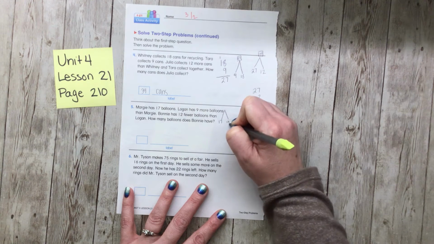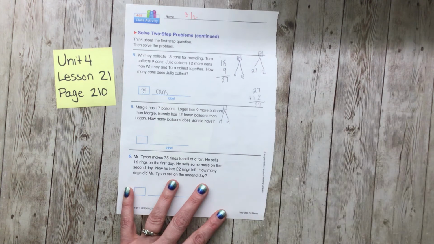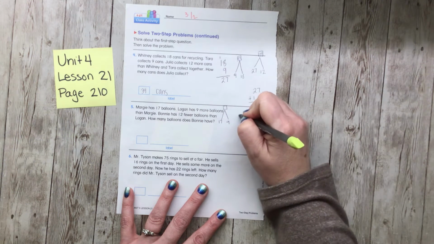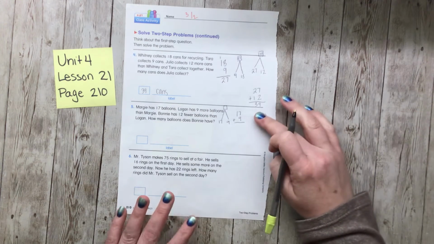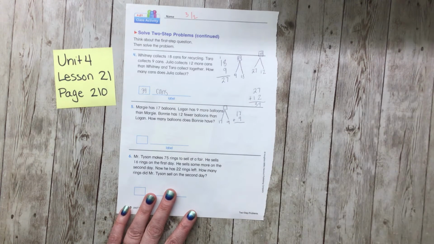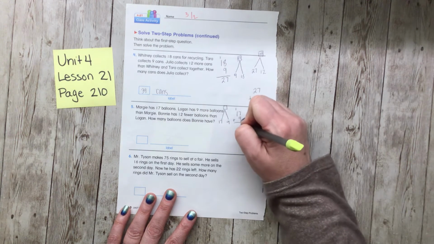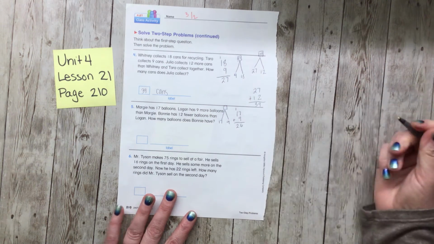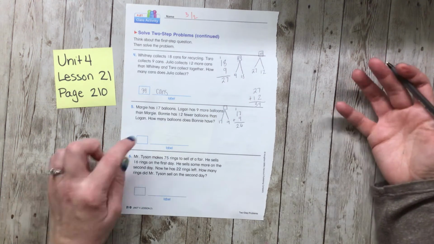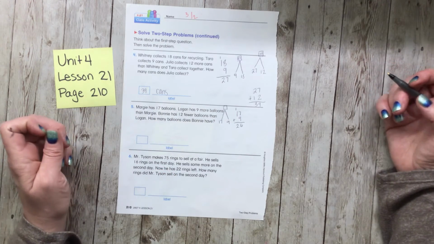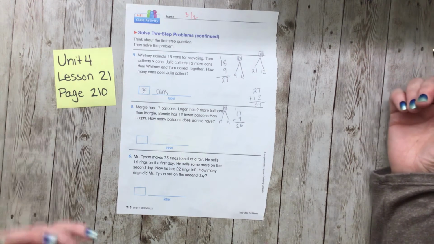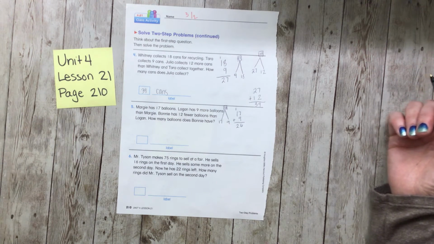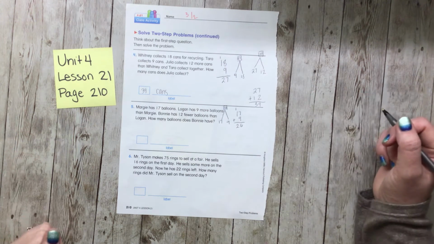So if we made a math mountain, it looks like this. We're finding that new total of 17 plus 9. Go ahead and type it in the chat when you know what 17 plus 9 equals. Nice job. We have 26. Now what do we do? So Logan has 26 balloons. Bonnie has 12 fewer balloons than Logan. How many balloons does Bonnie have? How are we going to figure out how many balloons Bonnie has?